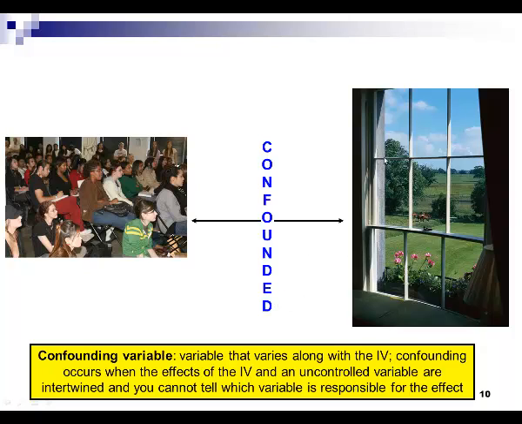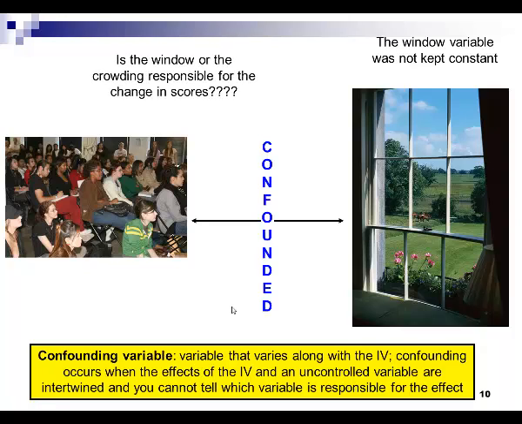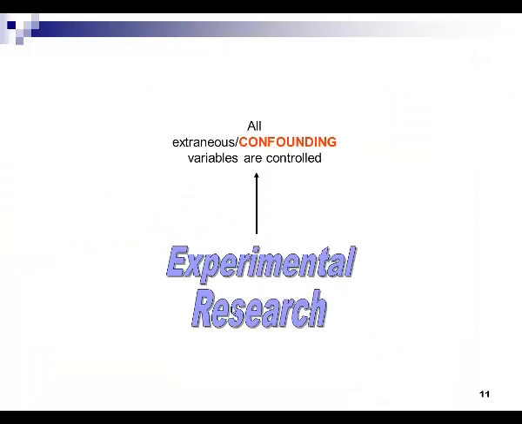So in our case, we can't tell whether the lower scores on cognitive performance are due to the fact that there is crowding in the room or due to the fact that there is no window in the room and the fact that there is a window in the uncrowded room. So the window variable was not kept constant, and so we don't know whether the window or the crowding was responsible for the change in scores. So in experimental research, all extraneous or confounding variables are controlled.